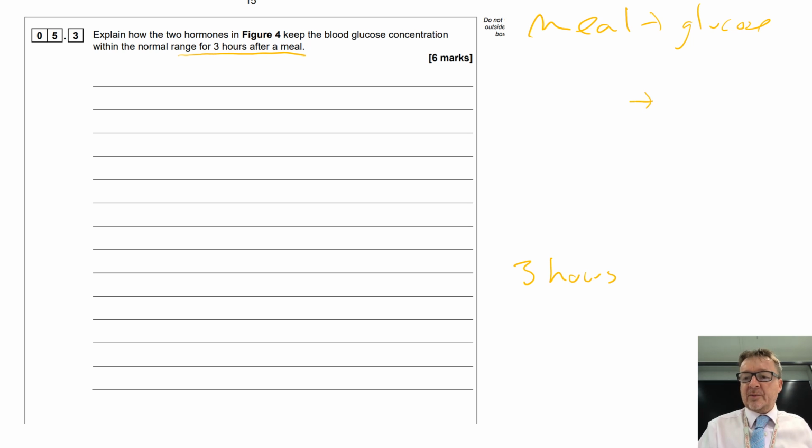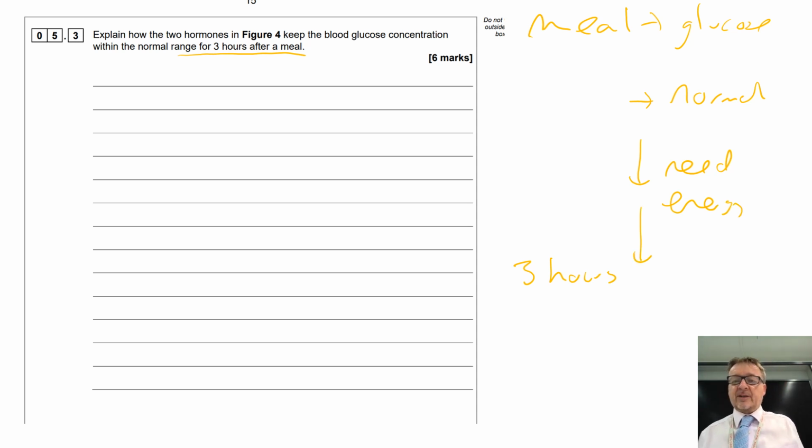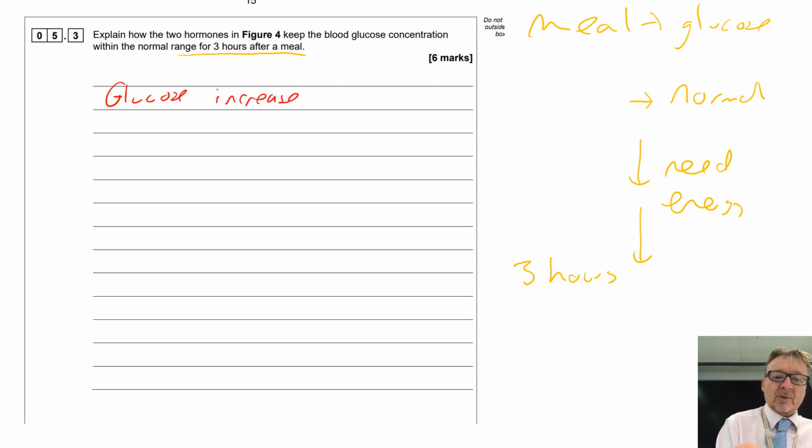Then after a little bit of time, the body is going to get it back to normal. But during that time you're going to need energy, down to 3 hours. So what kind of hormones are going to be involved? You eat a meal, and the glucose increases. So what happens is your pancreas produces insulin.